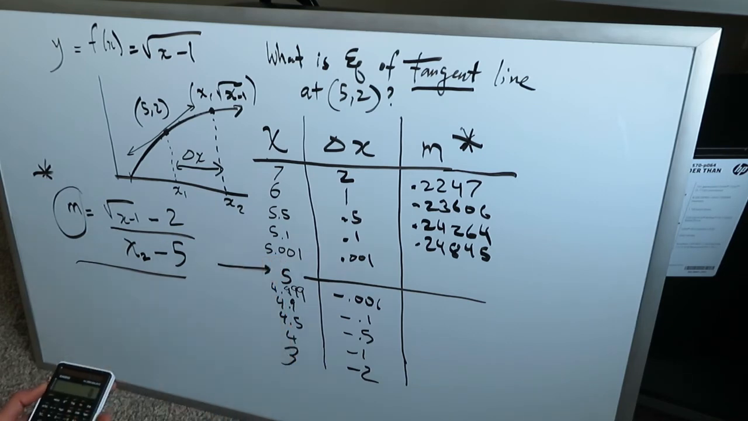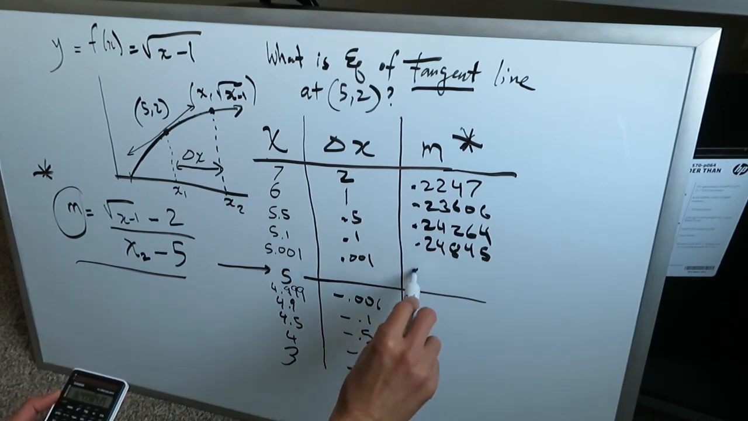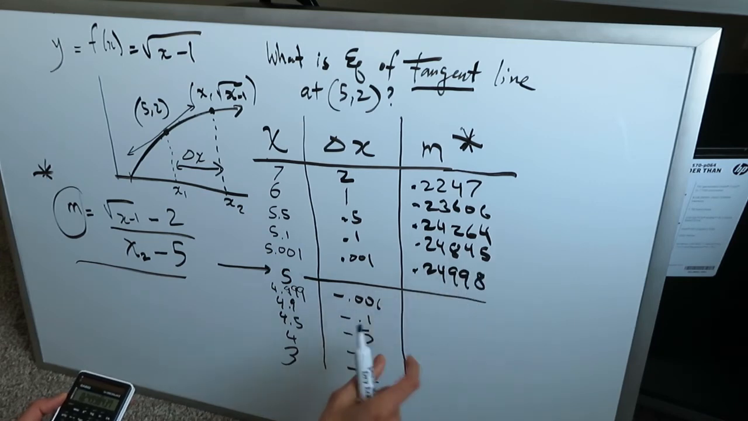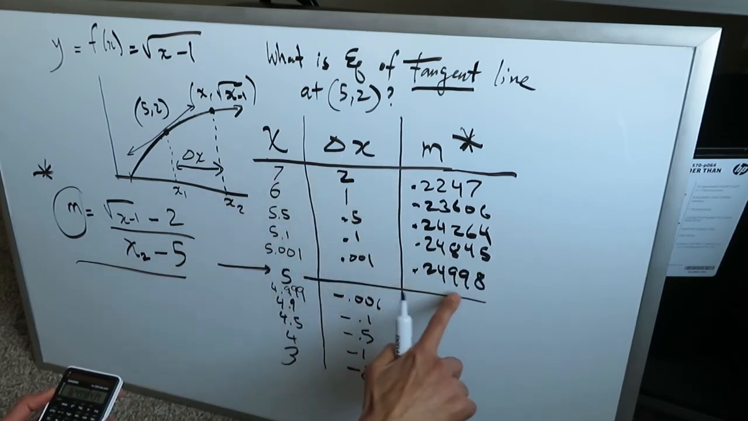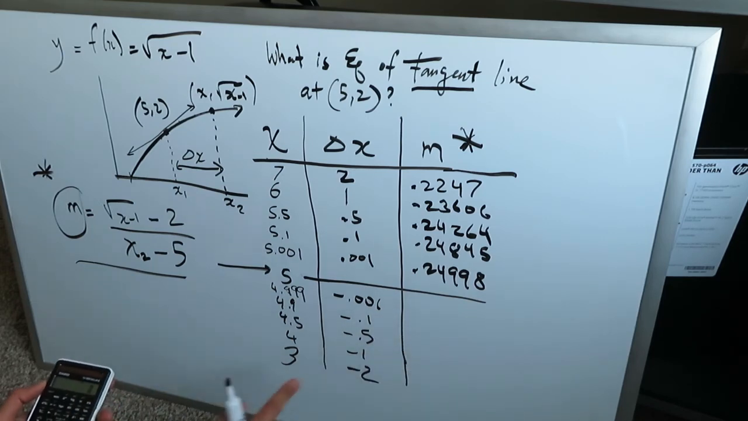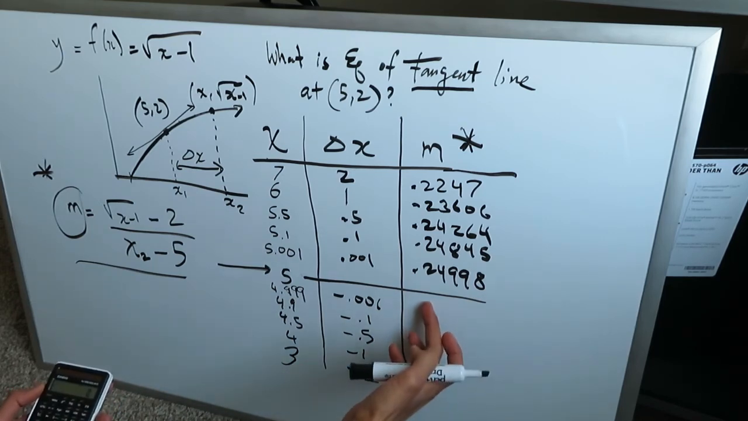You can take it to however many decimal places you want. Let's use 5.001. 5.001 in this formula, minus 1, square root it, minus 2 and divide it by your change in x, 0.001. I get 0.24998. You see what's happening? We're getting ever so close to some number. That number will represent the slope of your tangent line. But let's now work from the bottom up towards 5.